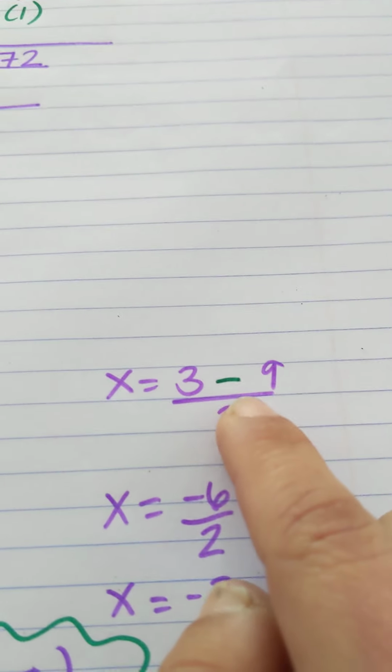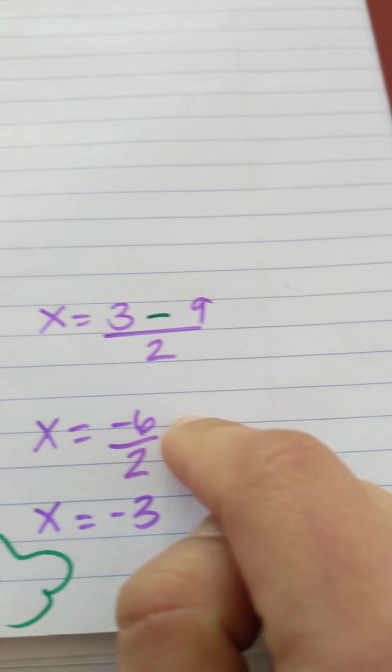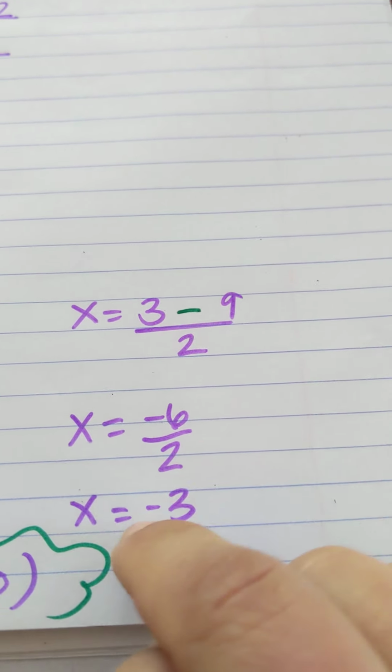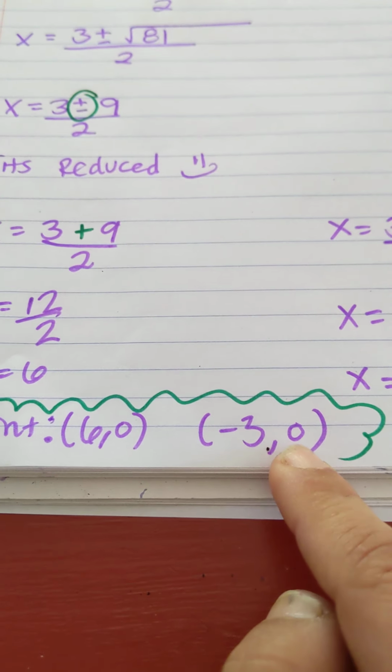The second case is with negative. 3 minus 9 is negative 6. Negative 6 divided by 2 is negative 3. So your x-intercept is negative 3, 0.